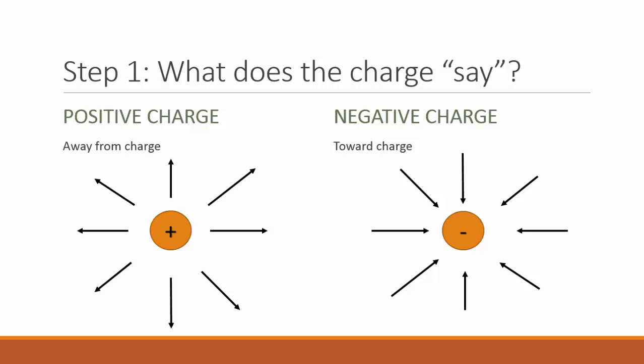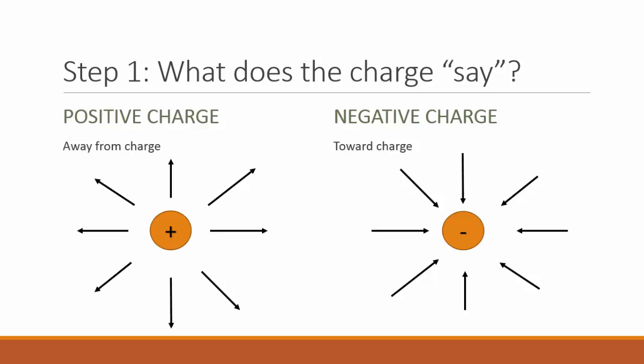Now, the first step you're going to have to do whenever doing a problem with electric fields is figure out what I'll call what does the charge say, which in technical terms is what is the electric field that this charge is producing. And it's really straightforward. It doesn't matter anything at all about what's around the charge. It only matters what type of charge it is to get the direction, and then the amount of charge will tell you about how large the electric field is.